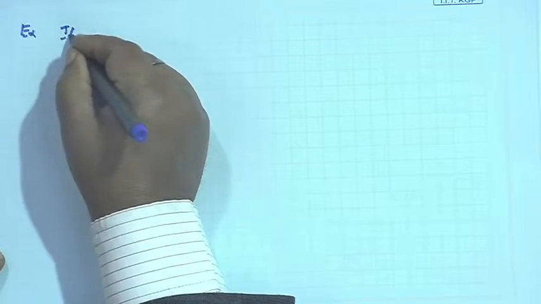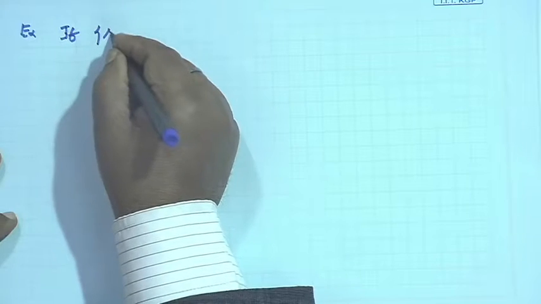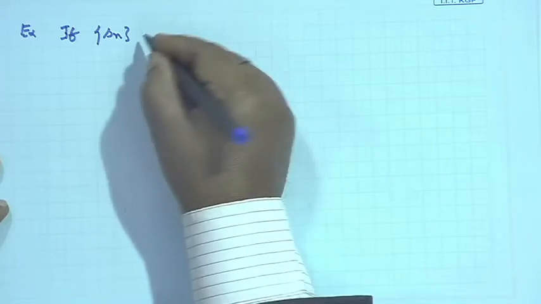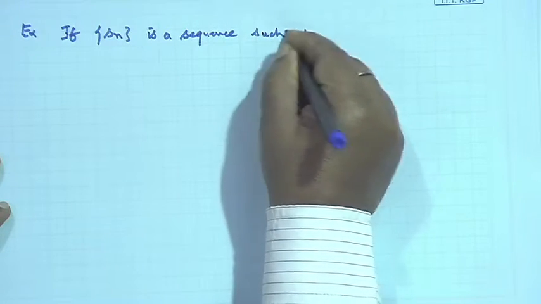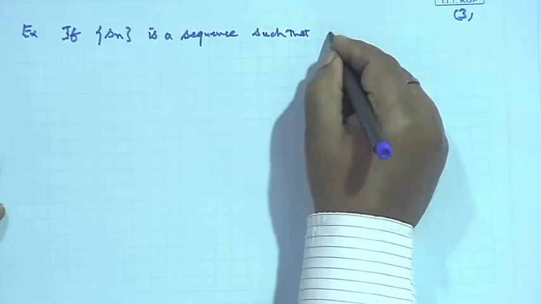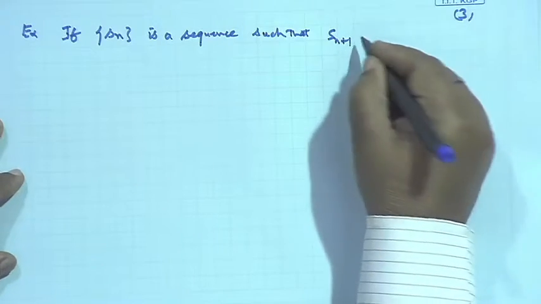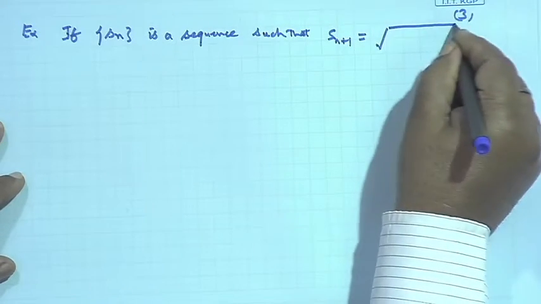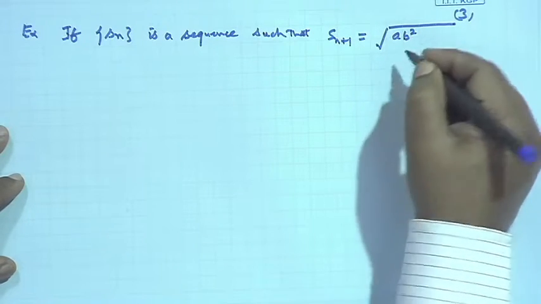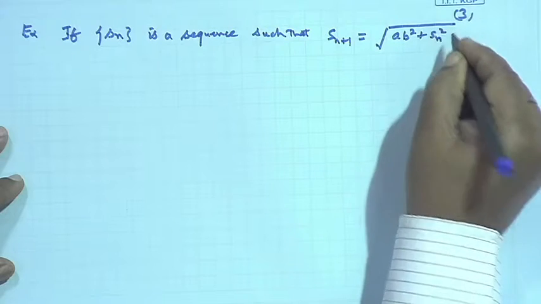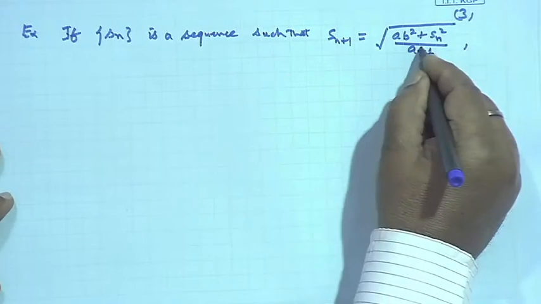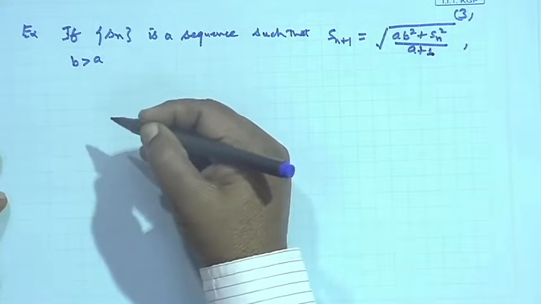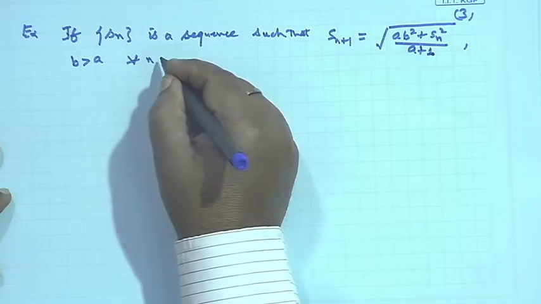So, it is 2. The third example is, if Sn is a sequence such that S(n+1) is equal to the square root of (ABn square plus Sn square) divided by (A plus 1), where the Bn is strictly greater than A for every n greater than or equal to 1.